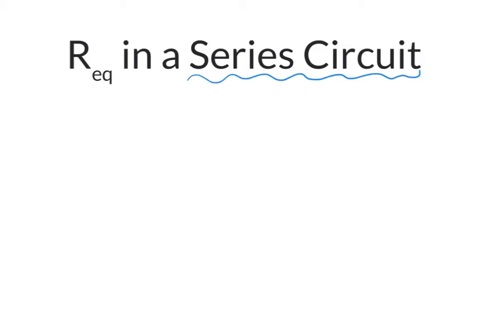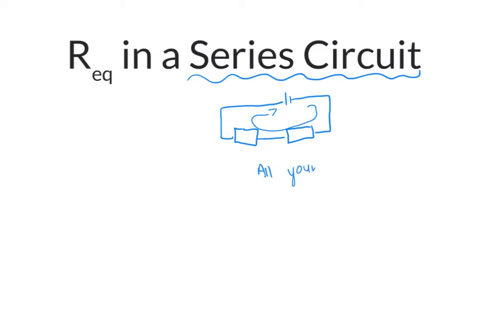In a series circuit, your resistors are lined up in a row. So, we've got our battery, and let's say we have two resistors. So here's resistor 1 and resistor 2. And you can see that they're all lined up in one closed loop. So that is going to be our definition of a series circuit: a circuit where all your resistors are in one closed loop.